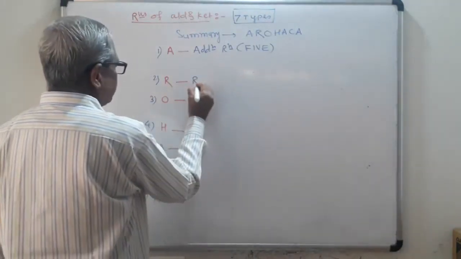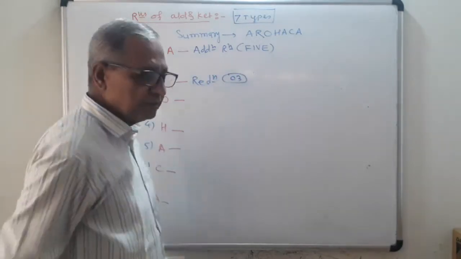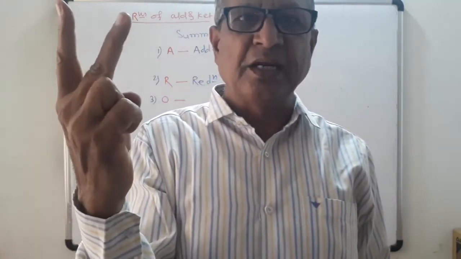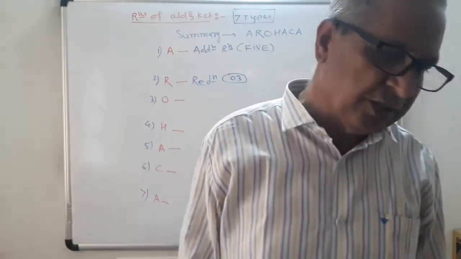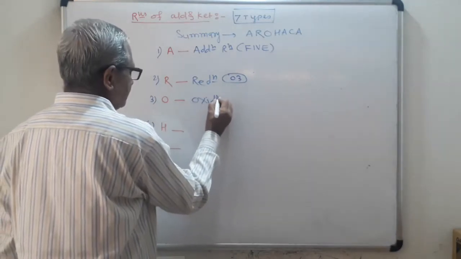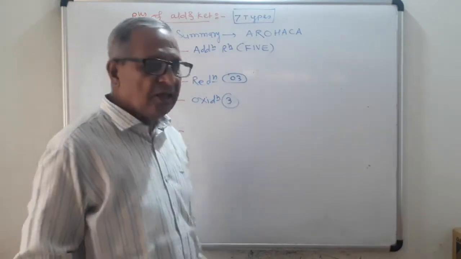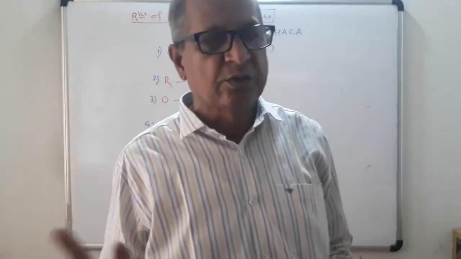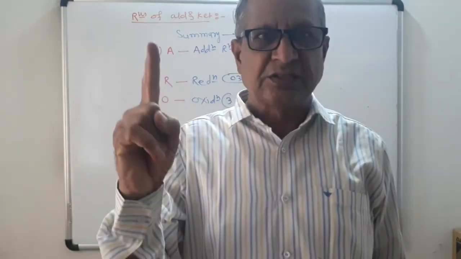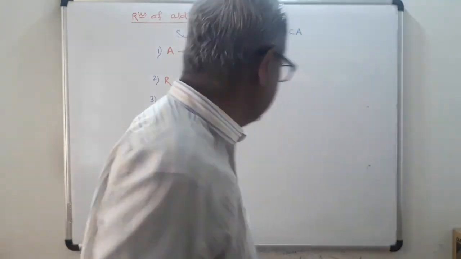Then this R stands for reduction. Again we have to learn here 3 types of reduction. First is partial reduction, second is complete reduction, and third is bimolecular reduction. This O stands for oxidation of aldehydes and ketones. Again you have to learn here 3 reactions, that is oxidation by using the 3 mild oxidizing agents: Tollens reagent, Fehling solution and Benedict's reagent. These 3 reactions are again important.